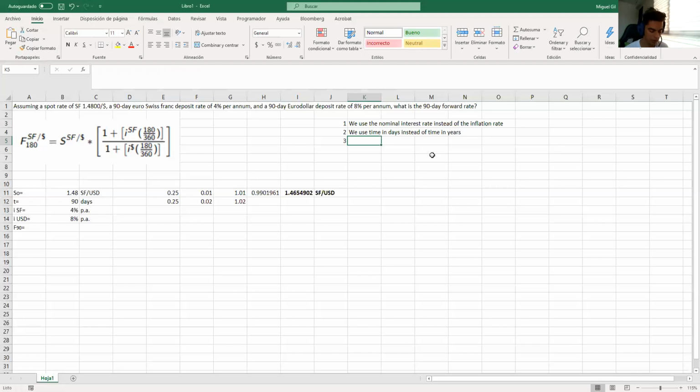And difference number three is that we use simple capitalization or simple interest instead of compound interest, which is what we used in the relative PPP formula. That's why we had the exponent. So I think that so far we are okay with this. I think it's not difficult at all.